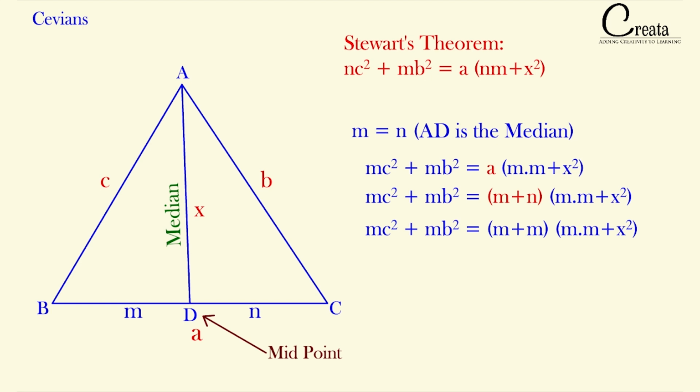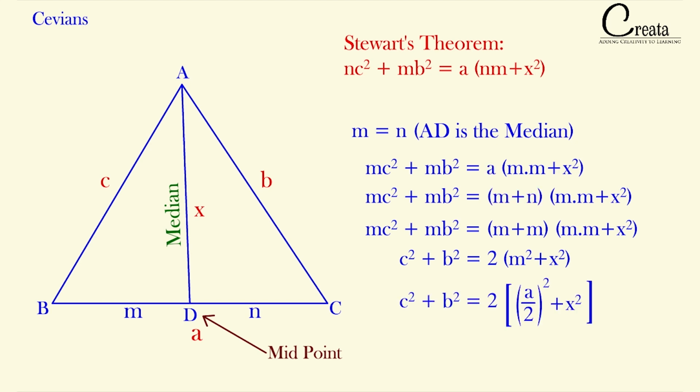On solving, we got the result as c square plus b square is equal to 2 times (x square plus m square). Here we can replace m with a by 2, as m is half of the complete length a, since D is the midpoint. This is the Apollonius theorem that we have covered in the medians. So we can say through Stewart's theorem we can also derive the Apollonius theorem. Got it? So this was Stewart's theorem and you can solve questions related to Cevians from this theorem. Got it?